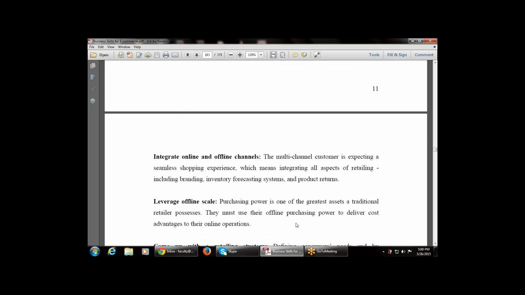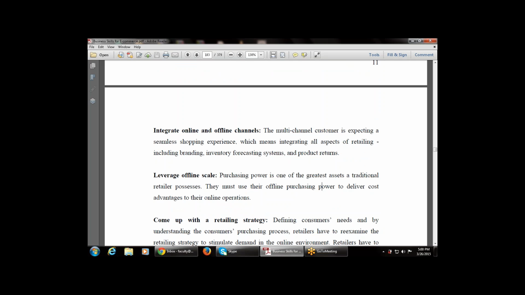Then the next one is to leverage offline scale. That is also a management issue. Purchasing power is one of the greatest assets a traditional retailer possesses. They must use their offline purchasing power to deliver cost advantages to their online operation. The offline mode is very important for selling goods, because most people are in the habit of talking a lot, so it also has an impact on purchasing goods from the customers.